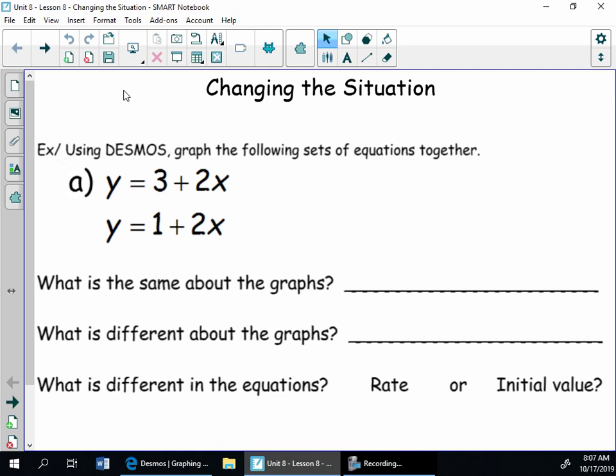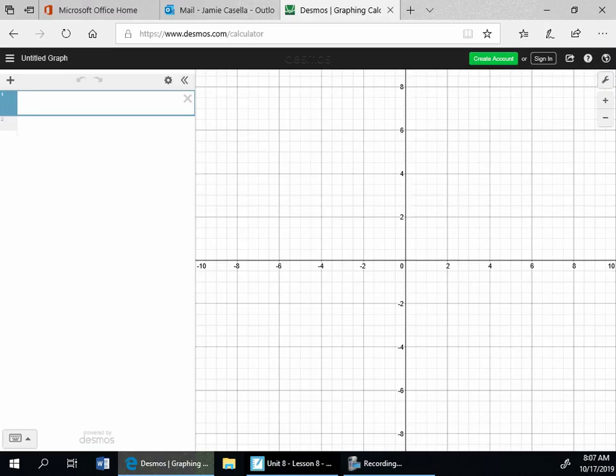In today's lesson, we're going to try something a little bit different. We're going to use some technology that we have available to us to examine how graphs can change when you change the numbers in the equations. The thing we're going to use today is called Desmos. You can get on your computer, type in desmos.com and go to the calculator, or there's an app you can download for a phone or an iPad. It looks exactly the same.